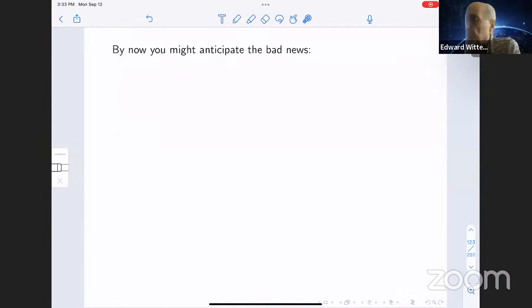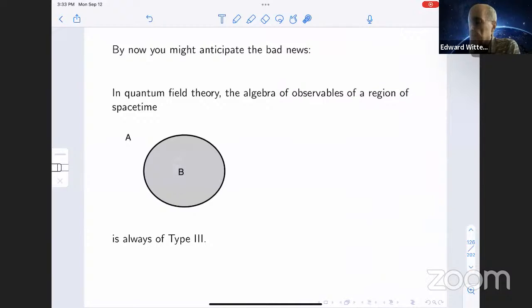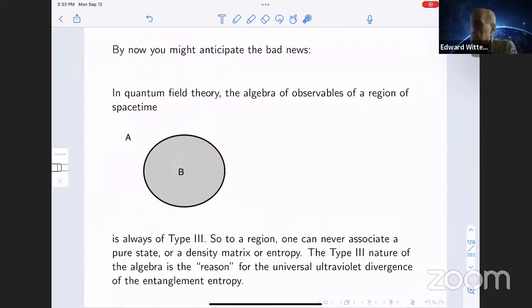By now, you may anticipate the bad news. In quantum field theory, the algebra of observables of a region of spacetime is always of type 3. So to a region, you can never associate a pure state or a density matrix or entropy. You can think of the type 3 nature of the algebra as the reason for the universal ultraviolet divergence of the entanglement entropy.